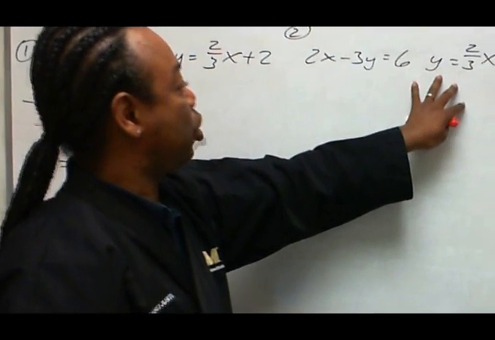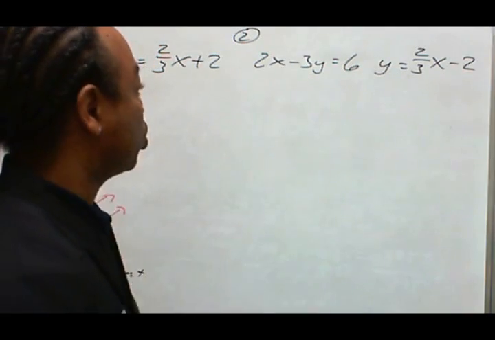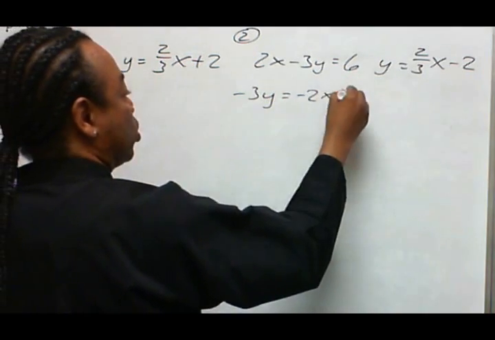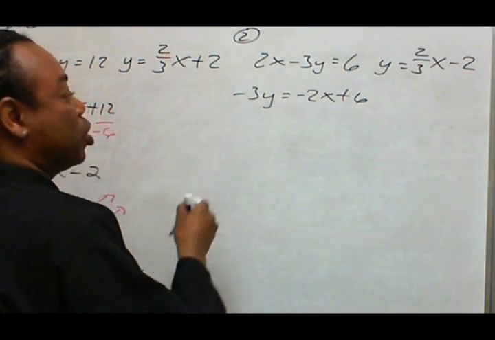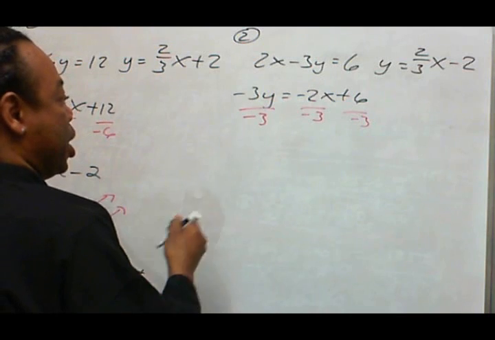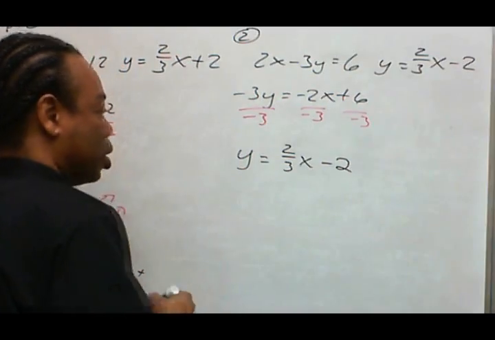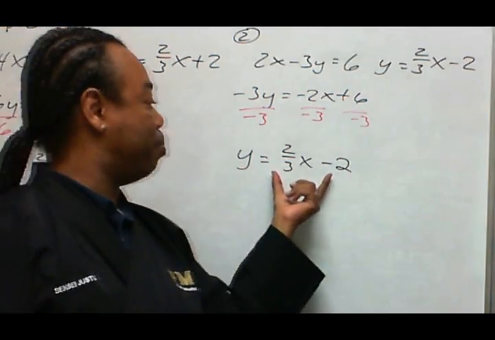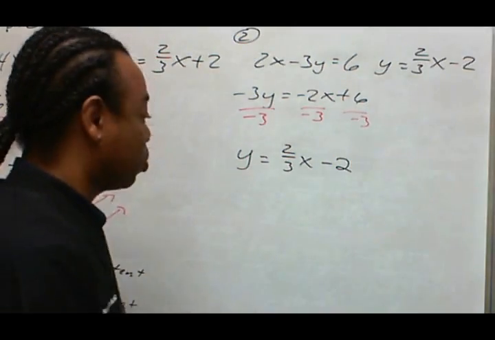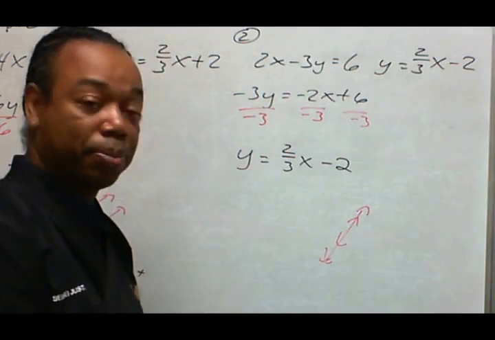Alright, this is already in the slope-intercept form. We want to put this in the slope-intercept form by subtracting 2x from both sides, and we'll get negative 3y equals negative 2x plus 6. And we'll divide now each term by negative 3. And we get y equals positive 2/3 x minus 2. Okay. And here you can see that both lines are the same. So these two equations actually fall right on top of each other. So when you graph one and you graph the other, they fall on top of each other.